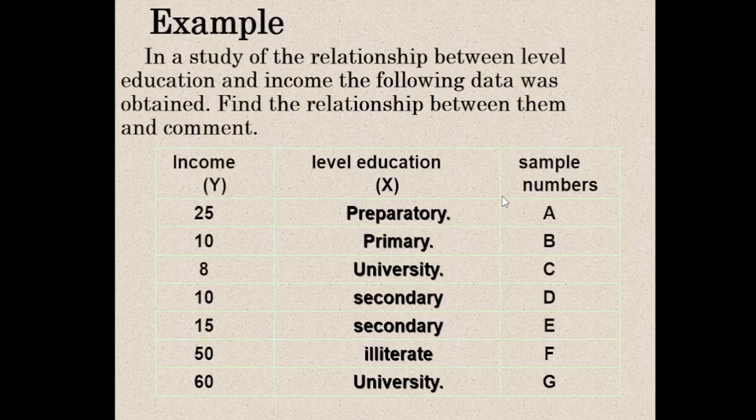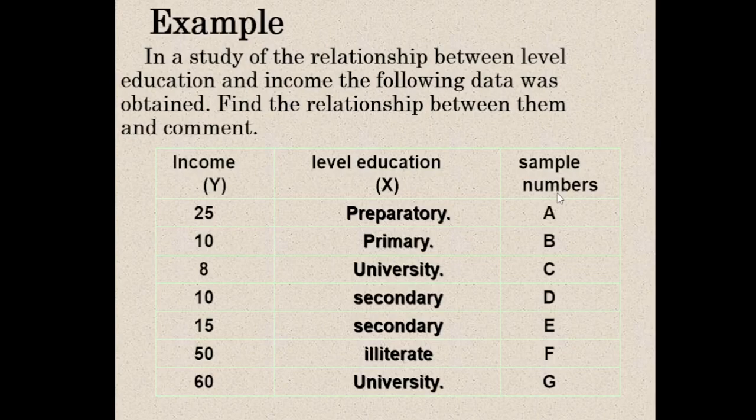This is an example of that. Here, in the study of the relationship between level of education and income, the following data was obtained. Find the relationship between them and comment. That is, you need to find the relationship between the level of education and income. The level of education is given and the income is given, let's see.